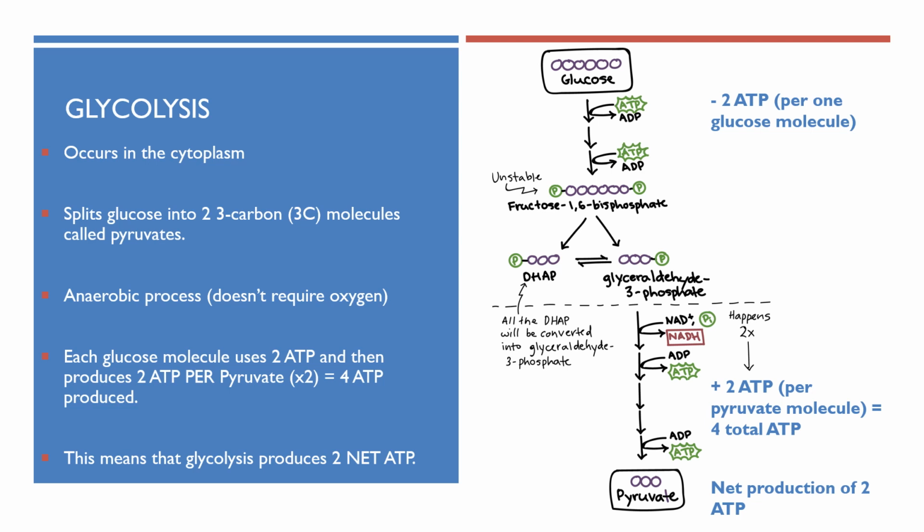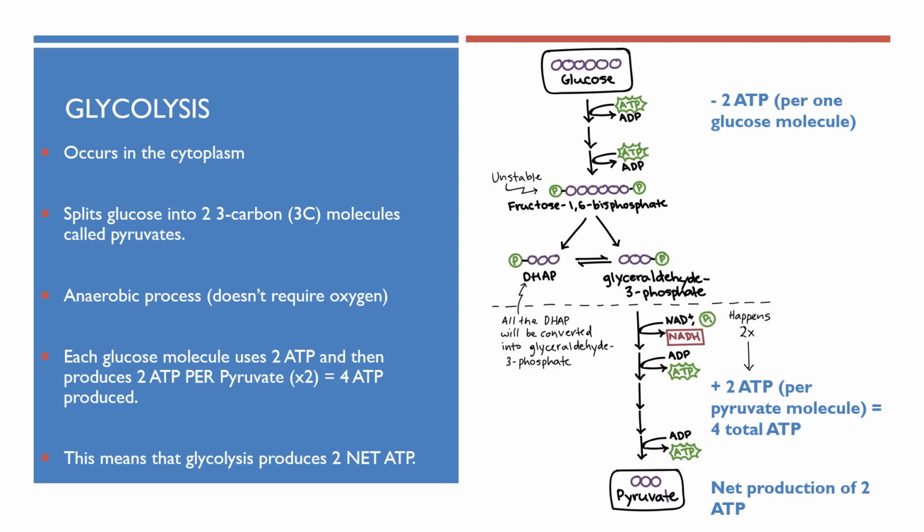DHAP ultimately will be converted into glyceraldehyde 3-phosphate, and glyceraldehyde 3-phosphate is going to get converted into pyruvate. So ultimately, you end up with 2 pyruvate molecules per glucose molecule. Now through this process, you also get the production of 2 NADH molecules. That's 1 NADH per pyruvate molecule.